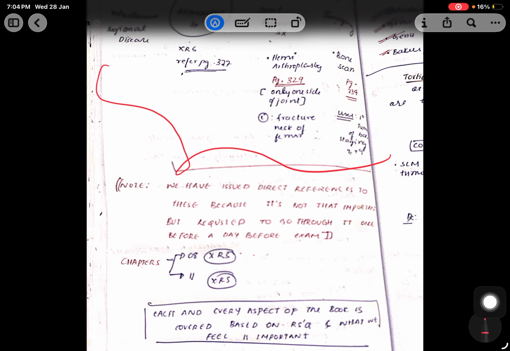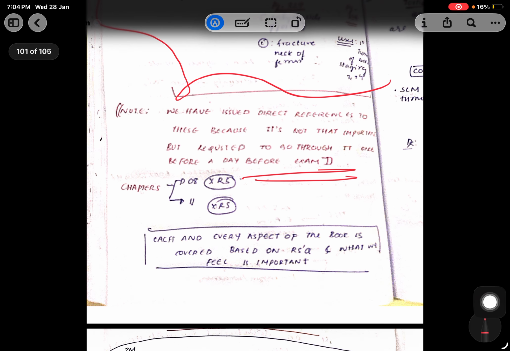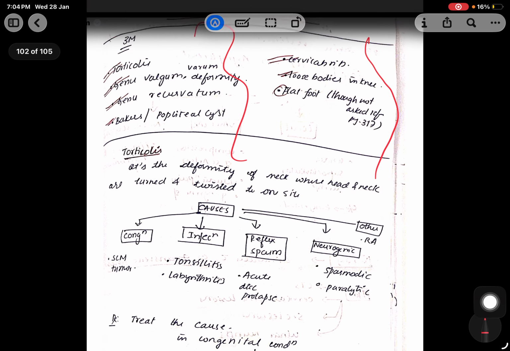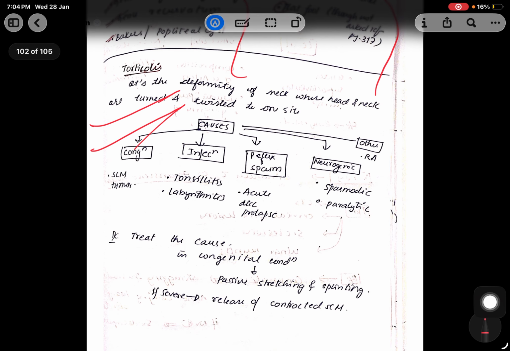So I request you to just go through these chapters, though you have less amount of time. Make sure whenever you are studying before that, you can just study about this. But a day before the exam, don't waste time on this. These are the topics which are there. Torticollis is an important 3 marker, so make sure you know it.